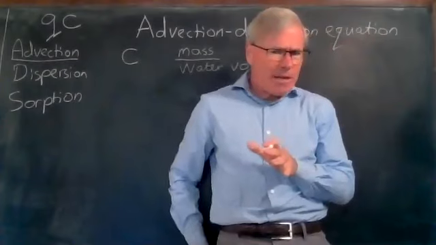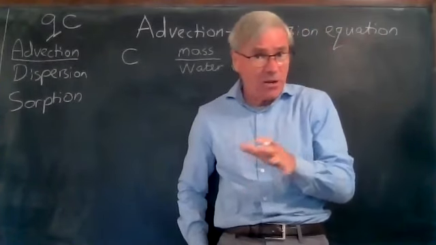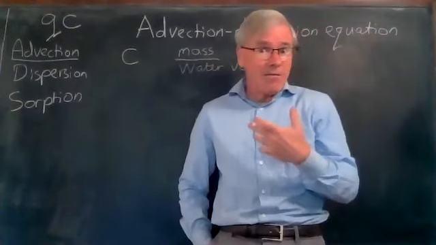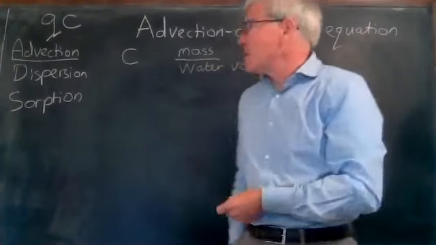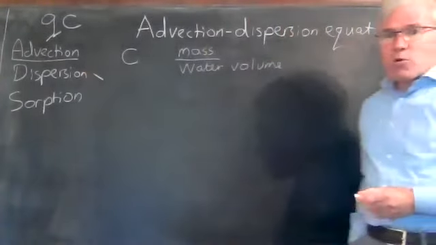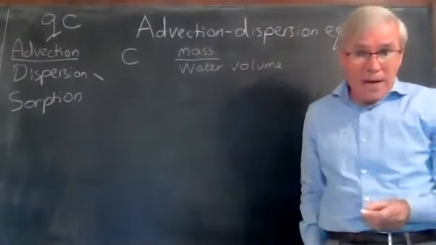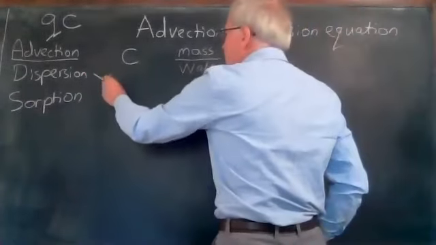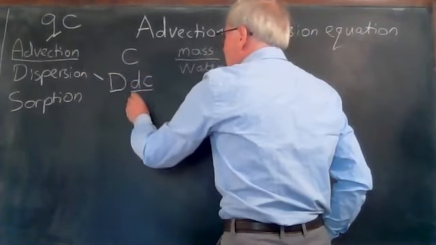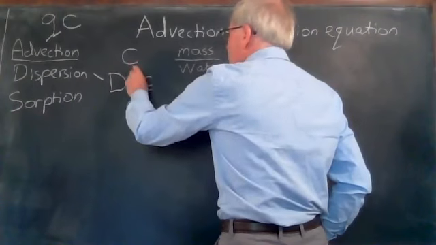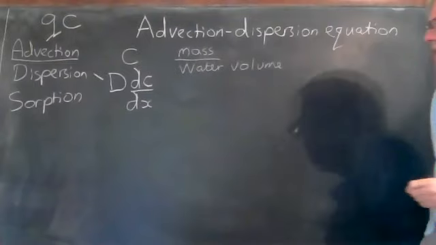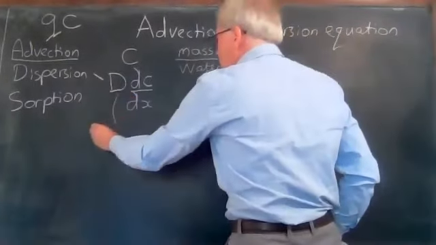How we describe that mathematically, and this is somewhat empirical, it's correct for diffusion, it's empirical for dispersion, is using a Fick's-like law, which says that you have a flux that is proportional to a concentration gradient. So the flux is D dC/dx. This can be a partial derivative because the concentration can also vary with time. And D is your dispersion coefficient.